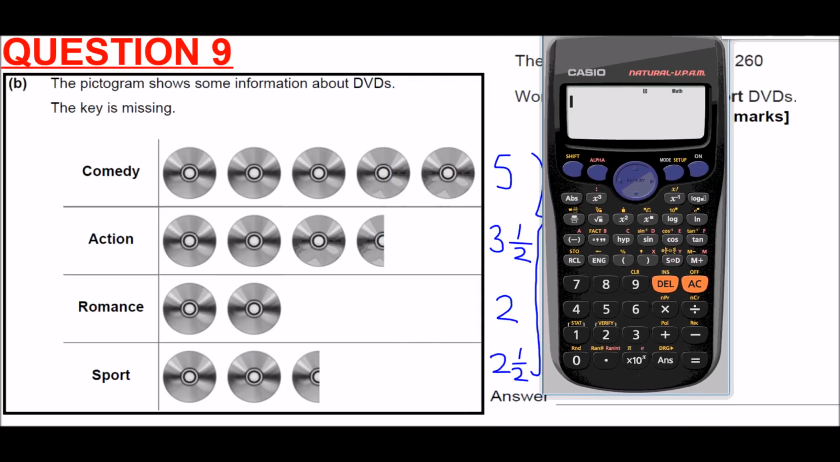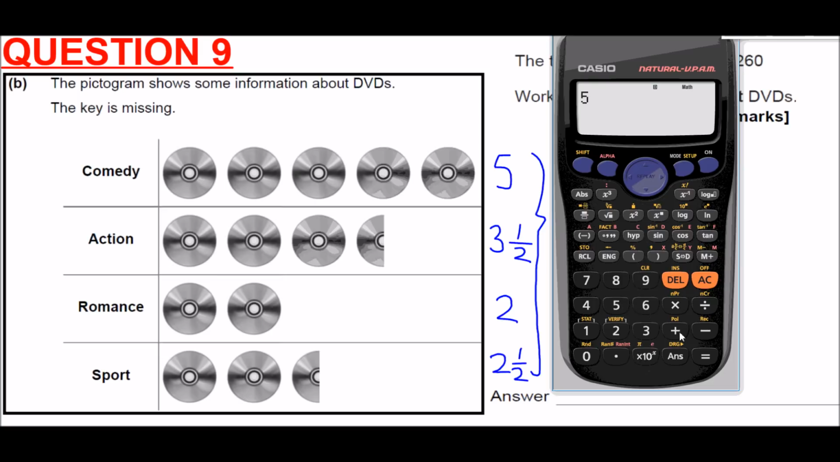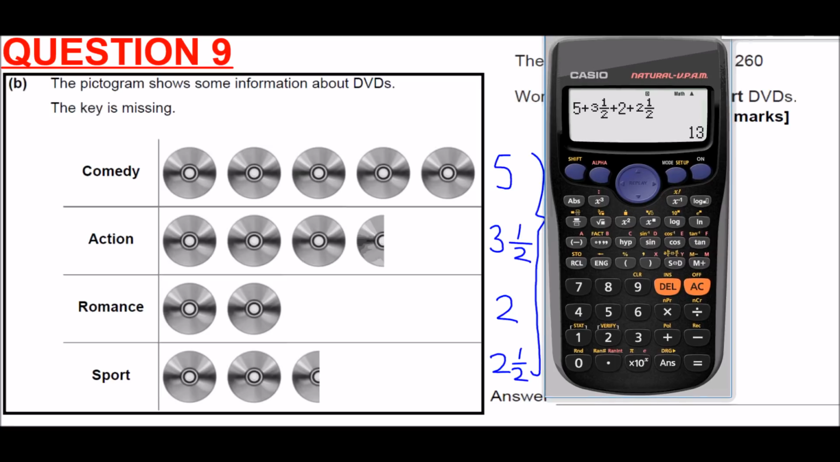And so if we get our calculator, 5 plus, I'm going to show you how to do a mixed number on your calculator now. So shift fraction button, 3.5. It might be easy just to say 3.5 to be honest, but I just want to mention how to get mixed numbers on the calculator because it might be useful. Plus 2, and then plus 2.5 gives us a total number of 13 DVD pictures, 13 DVD images.